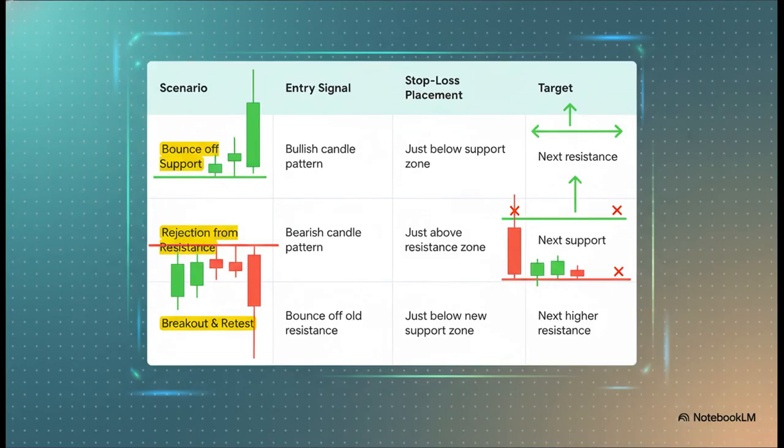So this chart basically gives you a game plan, a concrete framework for building trades around these levels. You've got a couple of main plays. You can either trade a bounce off an existing support level or a rejection from resistance. Or you can play that breakout and retest pattern we just talked about. But look closely. In every single one of these scenarios, notice where the stop loss is. It's placed just outside the zone, never right on it. And your target? It's the next logical level in the other direction.